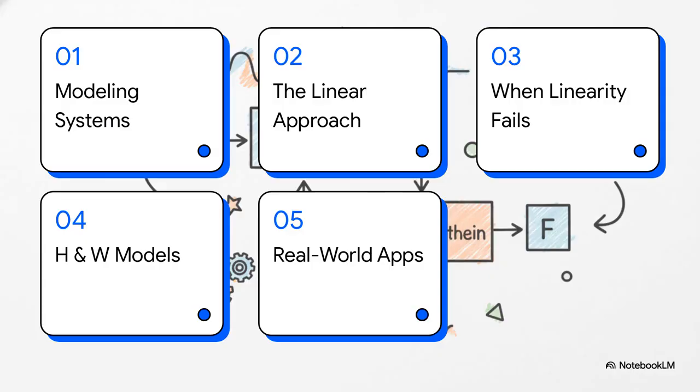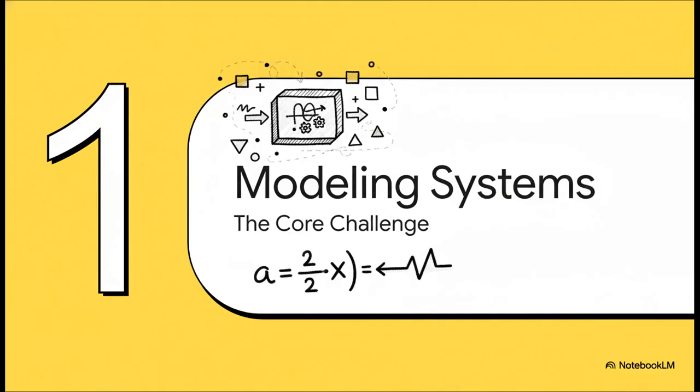All right, here's our game plan. We're going to start with the basics of system modeling. Then we'll look at the go-to method, the linear approach, and see just how powerful it is, but also where it kind of falls short. And right when we hit that wall, I'll introduce you to two really elegant solutions, the Hammerstein and Wiener models. And then we'll wrap up by seeing where they're used out in the real world. Let's jump in.